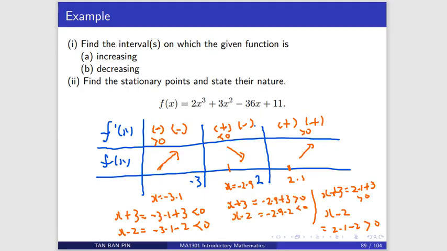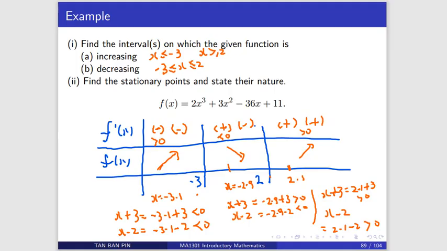So from what you tested out here, increasing is for x less than or equal to minus 3, and also x more than 2. So there are two intervals. And decreasing is from minus 3 to 2. So it's from minus 3 to 2.